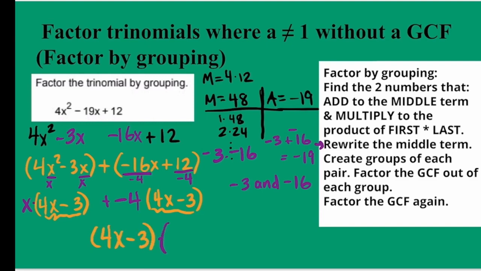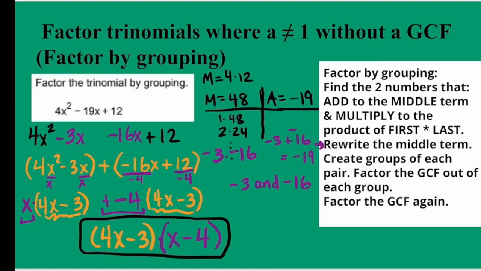and what I'm left with, my leftovers, are x plus negative 4. We don't write plus minus, so we would just write it as x minus 4. And that's how you factor trinomials by grouping.